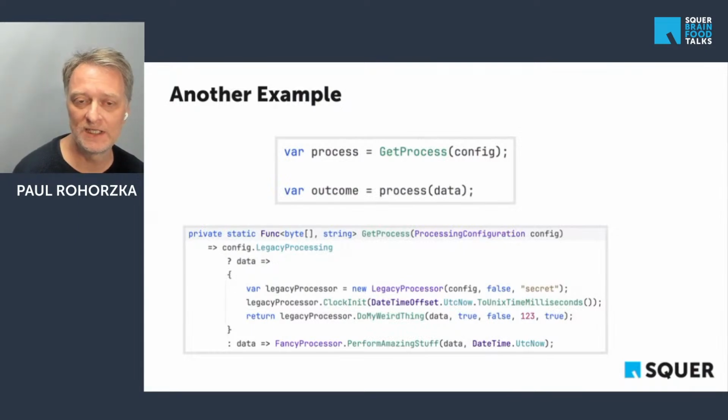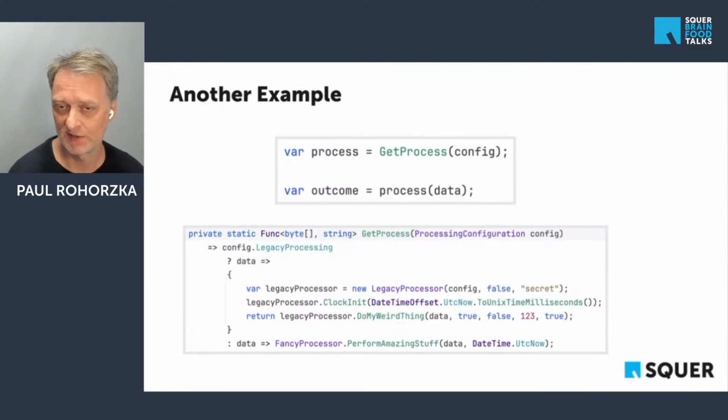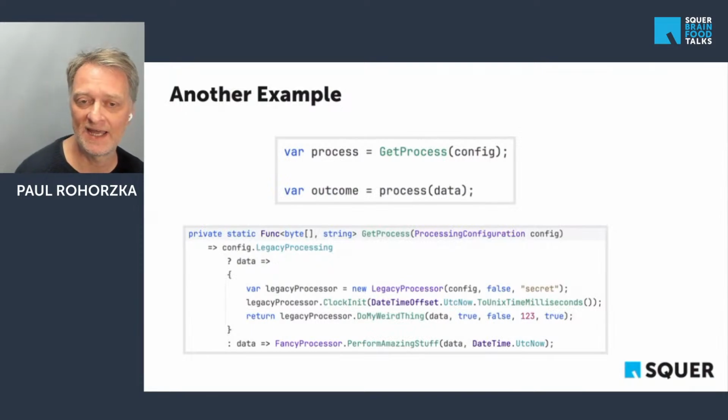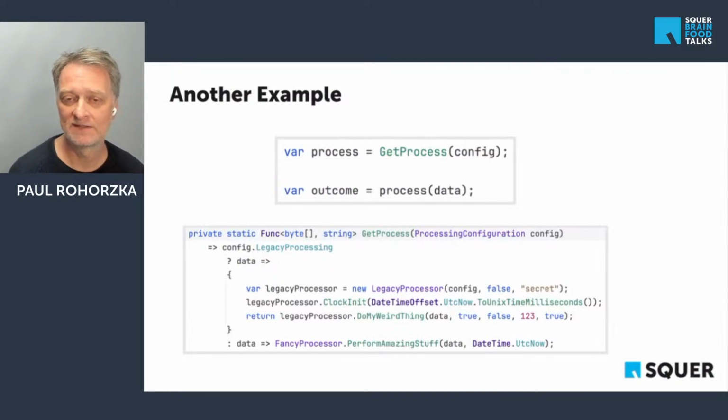And one possibility to implement it is sketched here. So you could really have a function that returns another function, and this function then gets either backed by the legacy processor implementation or by the fancy processor implementation. So everything that is nasty is hidden behind this getProcess method, and the calling and the usage of the thing is then still pretty nice, and you don't have to care about those nasty details.